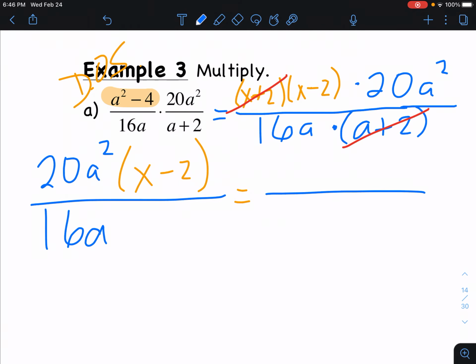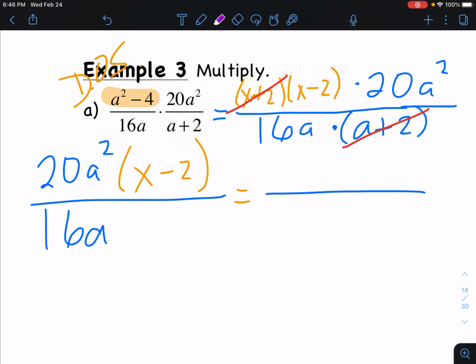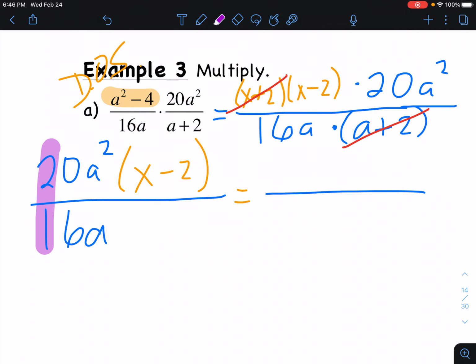Okay, so monomials, we want to reduce those like regular fractions. Take a look here. We've got 20 divided by 16. Each of those can be divided by 4 to have 5 over 4.